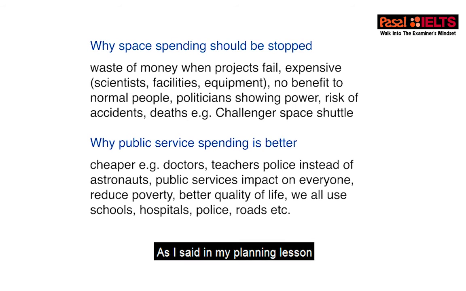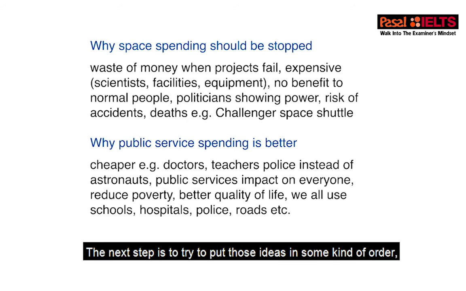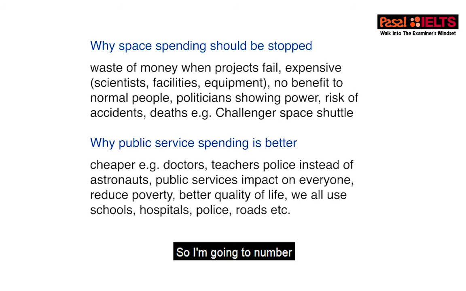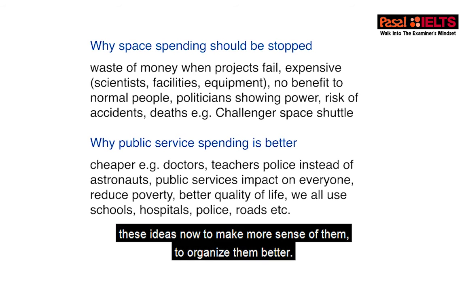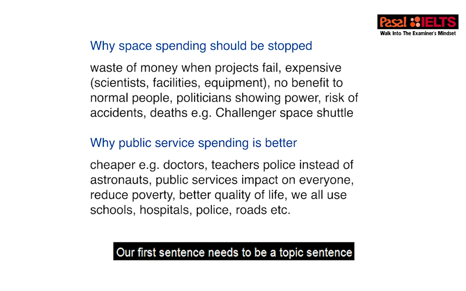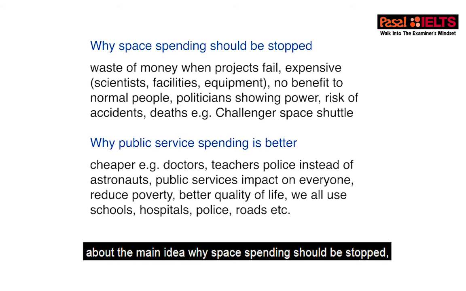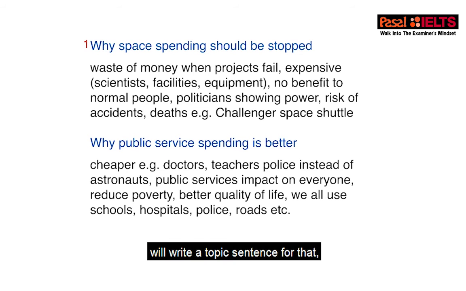As I said in my planning lesson, this brainstorm doesn't have to be in order. The next step is to try to put those ideas in some kind of order, usually trying to think about 5 sentences per paragraph. So I'm going to number these ideas now to make more sense of them, to organise them better. Our first sentence needs to be a topic sentence about the main idea, why space spending should be stopped. We'll write a topic sentence for that, and then we'll move on to explain why.